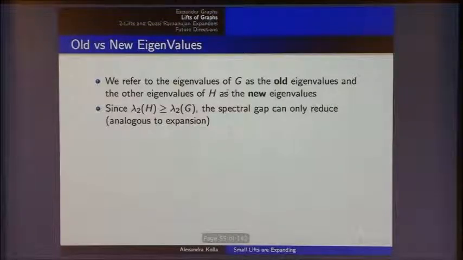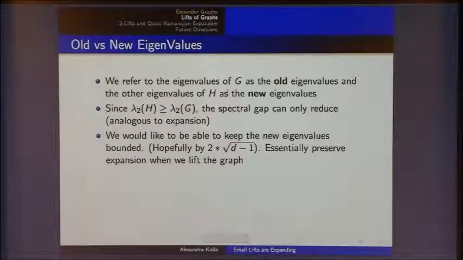Okay, so what we learned from this previous slide is that the spectral gap cannot increase, since lambda 2 of G is an eigenvalue of the lift. Therefore, we cannot hope to get a better lambda 2. But what we can hope is to not get much worse, or to not get worse at all. So what we would like to show, and what Friedman started trying to argue about 10 years back, is to keep the new eigenvalues bounded by the Ramanujan bound if possible.